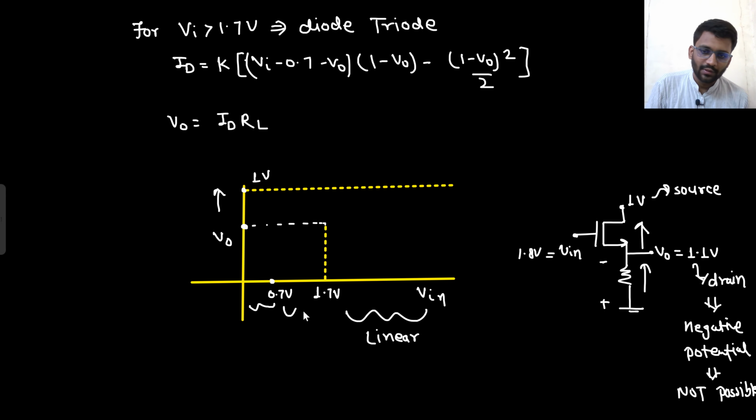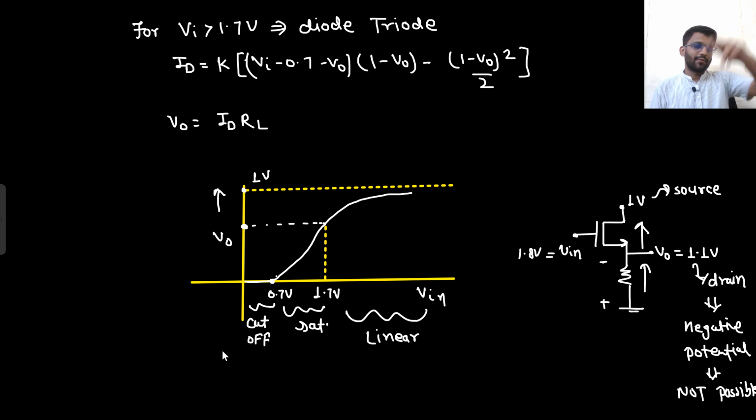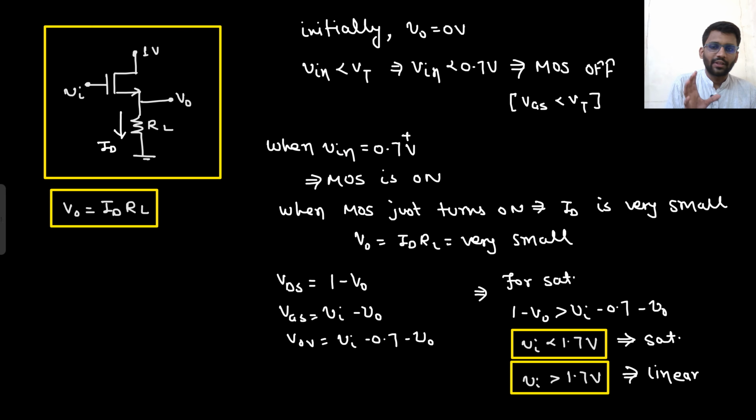This is cutoff and this is saturation. This is cutoff and then it rises like this. Cutoff and rises like this, right? Till 0.7 it is in cutoff, from 0.7 to 1.7 it is in saturation, then from 1.7 onwards it will be in linear. So you can tell the region of operation, how the waveform will go, and the maximum value also. So these kinds of questions you will be very comfortable answering.